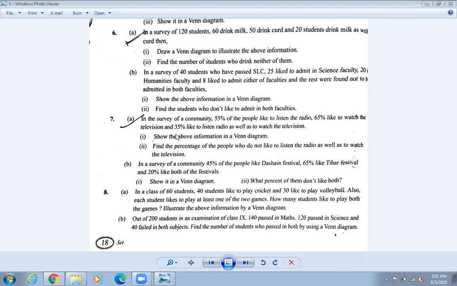And one thing I've taught you before also: if there is percentage and you are not given the total, the total of percentage is 100%. We have to write it ourselves. When percentage is given, n(U), that means the universal set total, is always going to be equal to 100%.